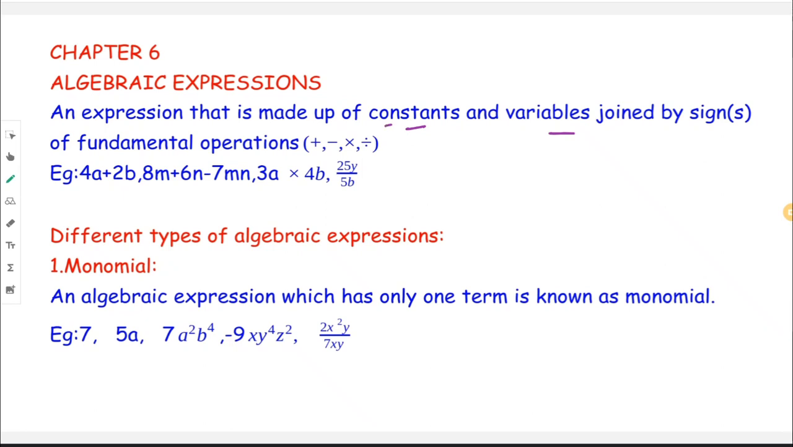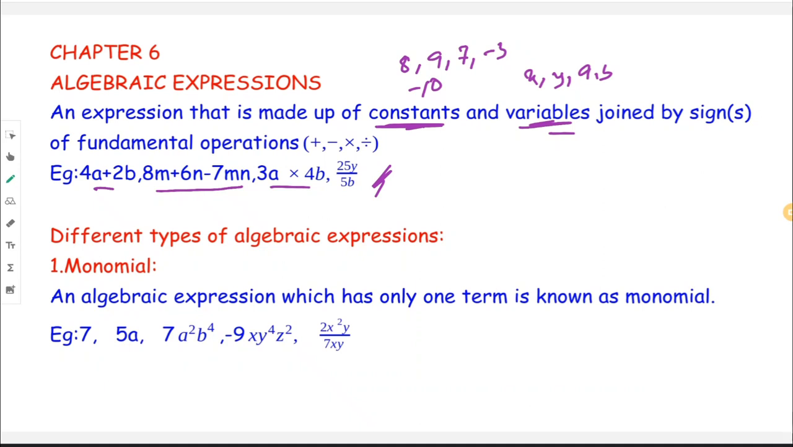Okay, so when it comes to the word constant, it means when a number is just by itself. 8, 9, 7, minus 3, let's go with minus 10. When a number is by itself, it is known as a constant. And variables means what? All these x, y, a, b are known as variables. Clear? So you can see an example here: 4a plus 2b, 8m plus 6n minus 7mn, 3a multiplied by 4b, and of course division is here. These are known as your algebraic expressions.